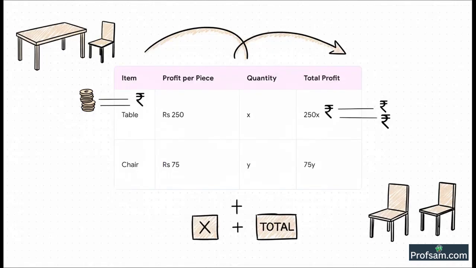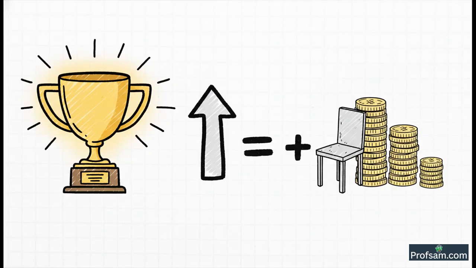Let's break down the dealer's profit. The problem tells us he makes a neat profit of 250 rupees on every table and 75 rupees on every chair. So if he sells x number of tables, his profit from them is 250 times x. And if he sells y number of chairs, his profit is 75 times y. Makes sense, right? So the dealer's number one goal, his main mission, is to maximize his total profit. We'll call this total profit Z. And how do we find it? We just add up the profit from tables and the profit from chairs. This gives us our objective function, z equals 250x plus 75y. This equation right here is what we're trying to make as big as possible.